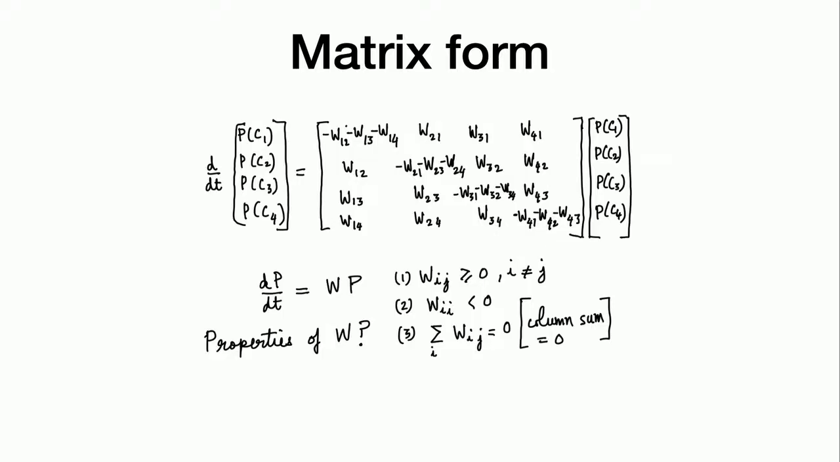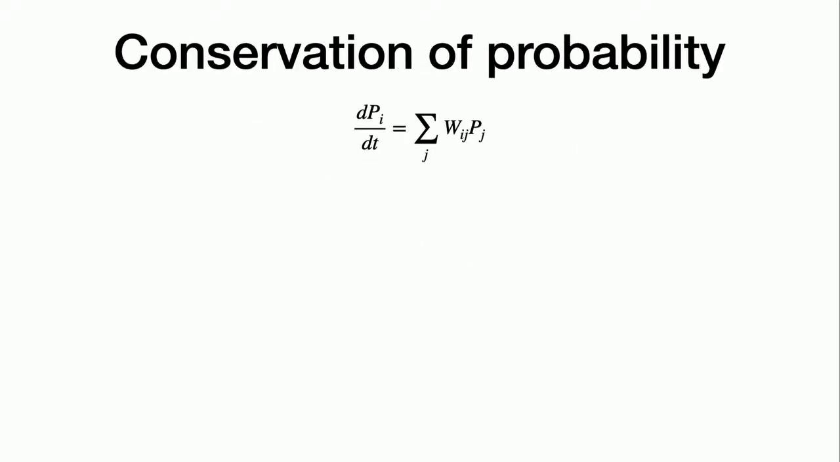So the non-diagonal element should be positive, the diagonal element should be negative, and the column sum should be 0. Okay, so we defined the Markov process, we wrote down the master equation, and just by writing it in a matrix form, we saw that these properties are satisfied. Now, how is it all connected to the simulation? We'll come to that. Let us look at some properties of Markov process.